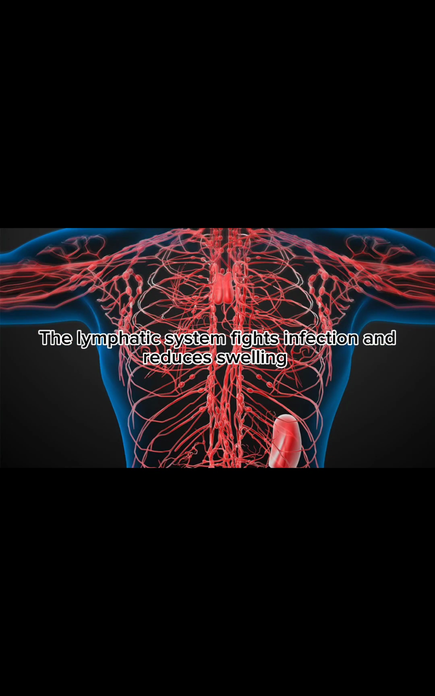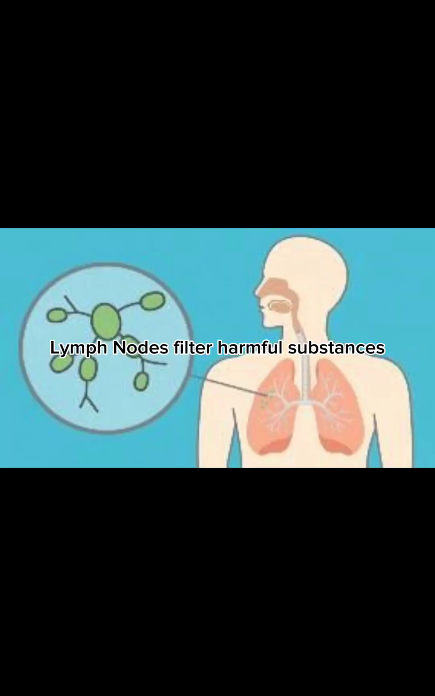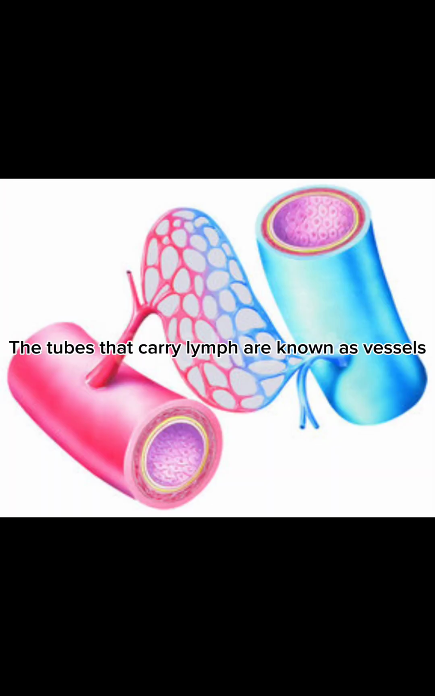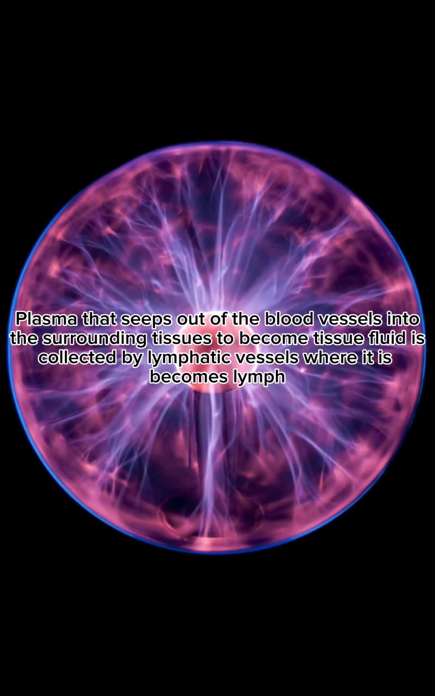The lymphatic system fights infection and reduces swelling. Lymph nodes filter harmful substances. The tubes that carry lymph are known as vessels. Plasma that seeps out of the blood vessels into the surrounding tissues to become tissue fluid is collected by lymphatic vessels where it becomes lymph.